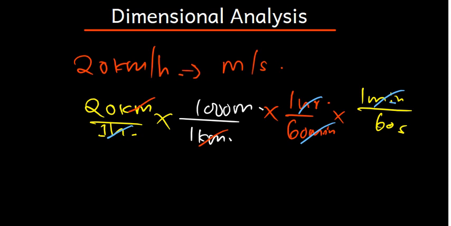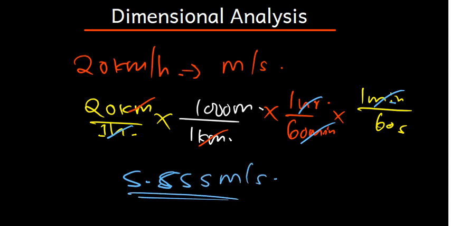So the answer I'm getting is 5.5555 meters per second. So this is how we can use dimension analysis to convert kilometers into meters.